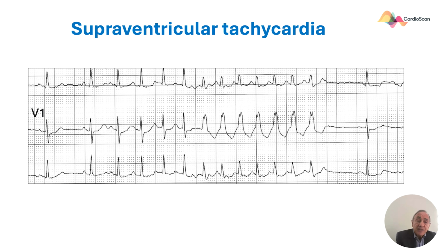It also occurs, of course, with supraventricular tachycardia. And here is a classical case of a supraventricular tachycardia, 135 beats per minute. And as it warms up and gets to 175 beats per minute, aberrant ventricular conduction occurs with a classical RSR prime in V1.